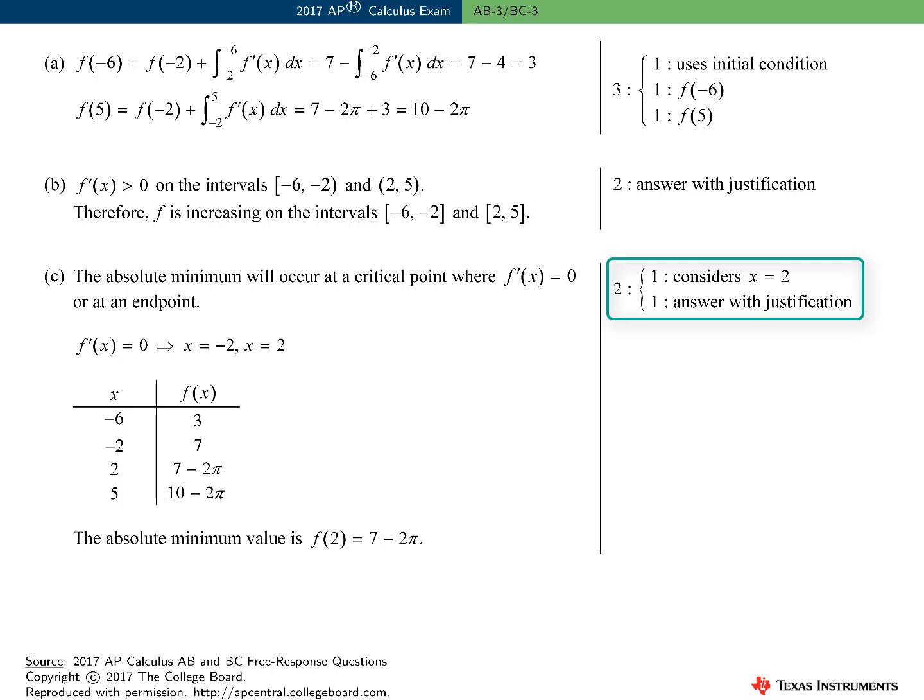Part C was worth 2 points. 1 point for considering the value x equal 2, for conveying that x equal 2 is a value where the absolute minimum value could occur, and 1 point for the correct answer with appropriate justification. There's a lot of work involved for that second point.